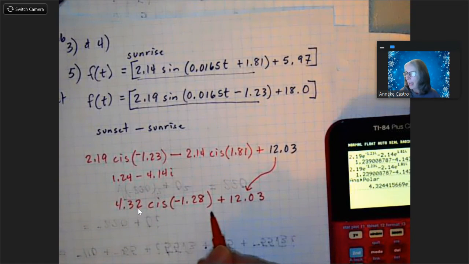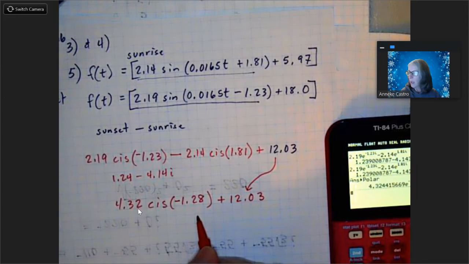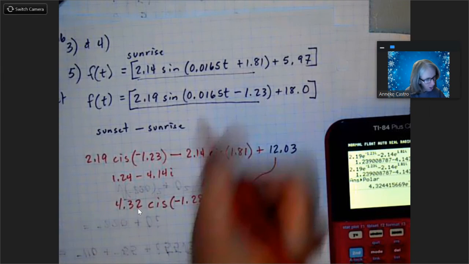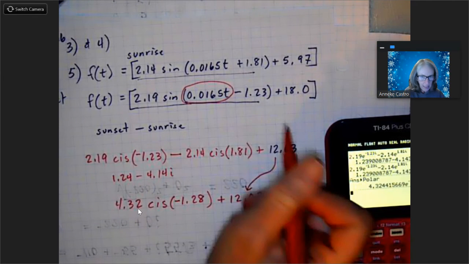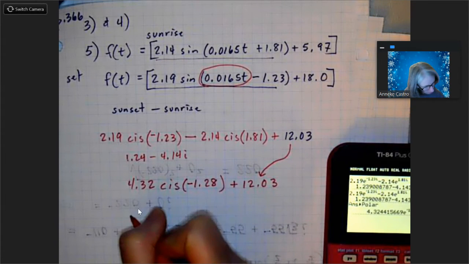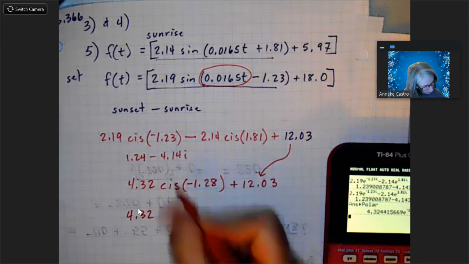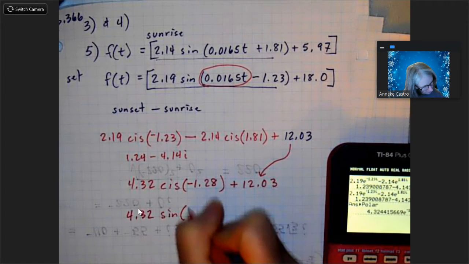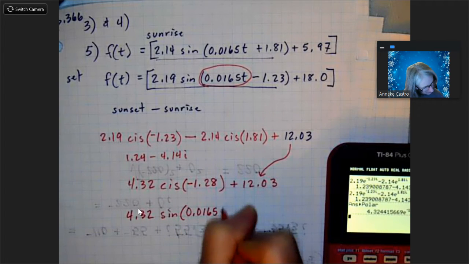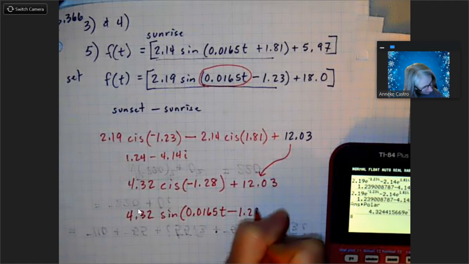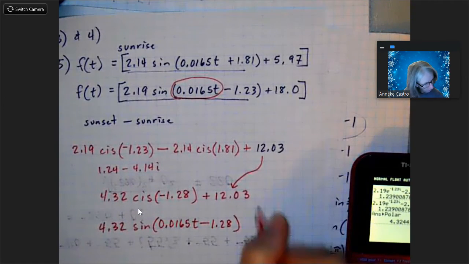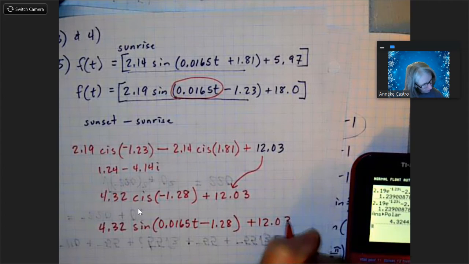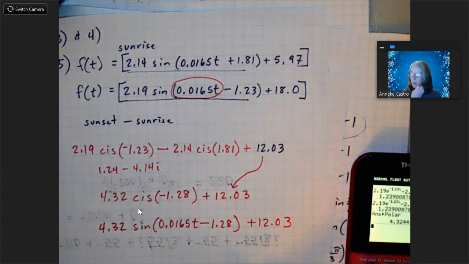Does that match what it has in the book? Almost, except it wants me to write it in sine form. Okay, so to change it back to the sine form, remember they both have the same period. This part right here, I'm going to put that back in. So when I change this back to sinusoidal form, 4.32 sine 0.0165 t minus 1.28, plus 12.03. So there it is. Okay, and I was able to do that pretty much all with my graphing calculator.